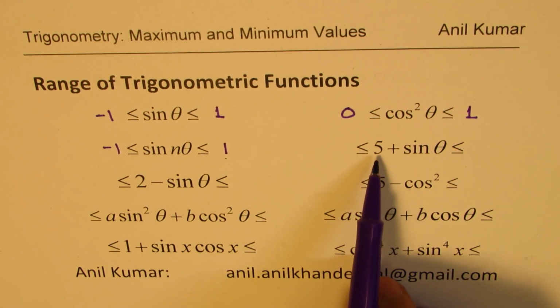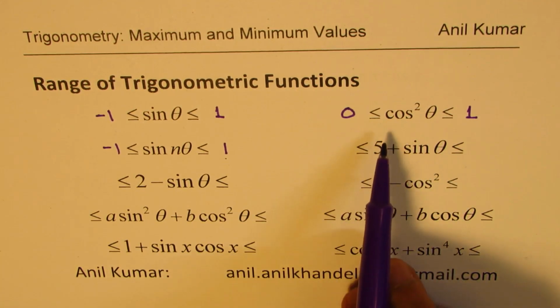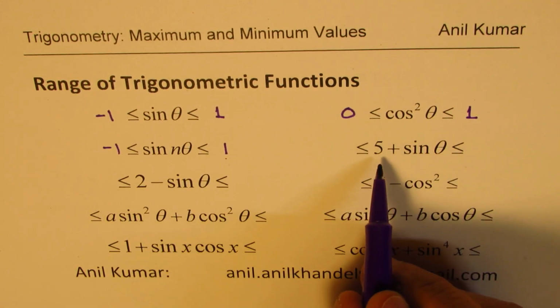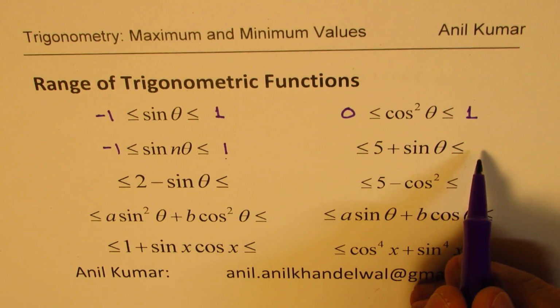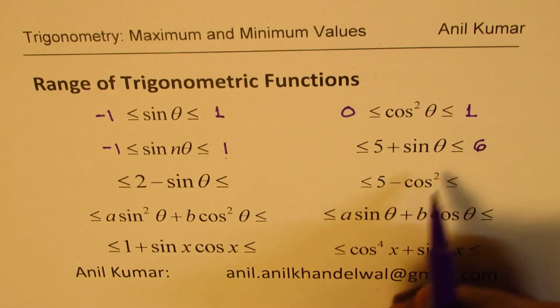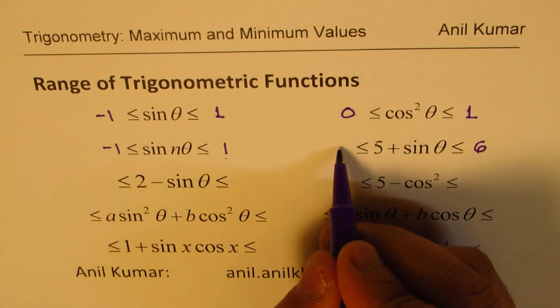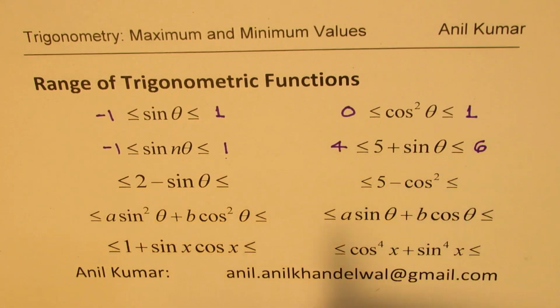Now, if I translate this function 5 units up, basically I'm adding 5 on both the sides. So if I add 5 on the maximum side, it becomes 5 plus 1, which is 6. And when I add to the minimum side, 5 minus 1 is 4, right? So we get our sine wave between 4 and 6.